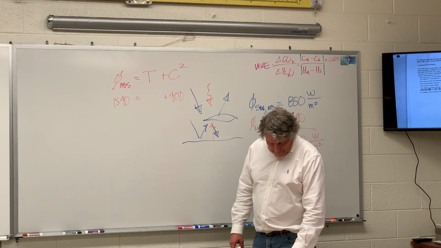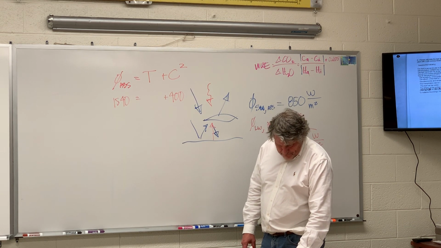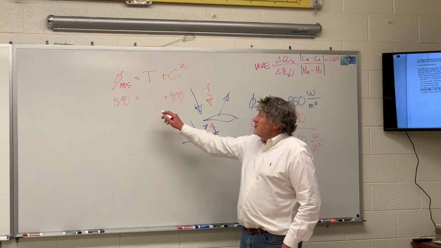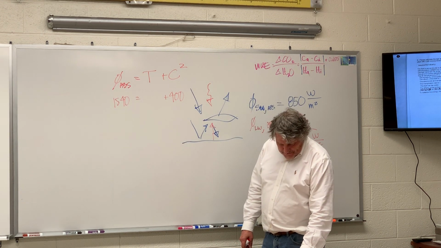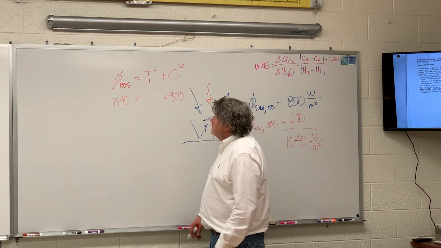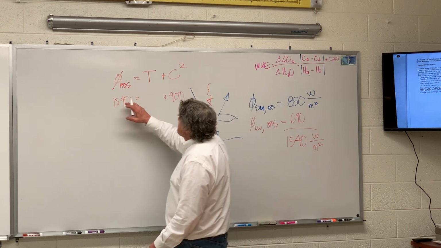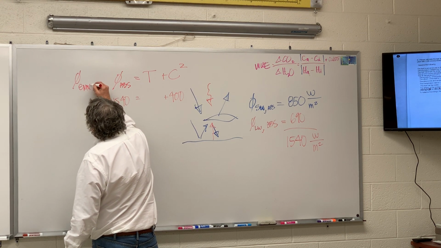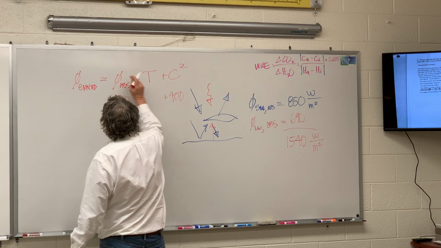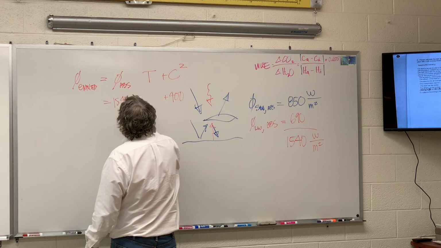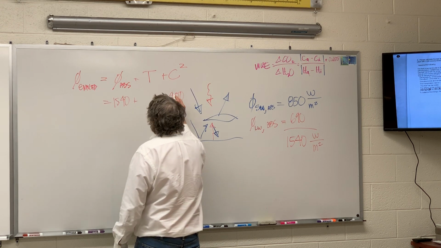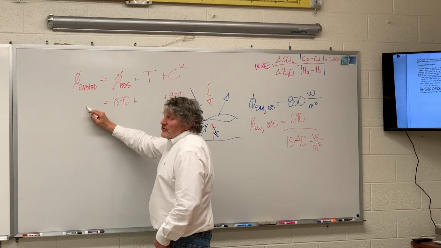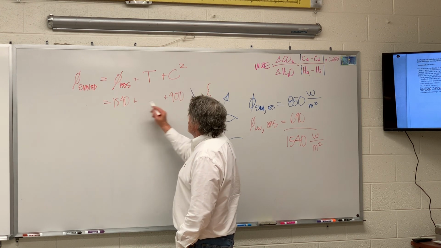Hold on a second. We know transpiration in this. This is one step. Phi emitted equals absorbed plus T plus C squared. What we're after is phi emitted here. We know the absorbed, we know this.